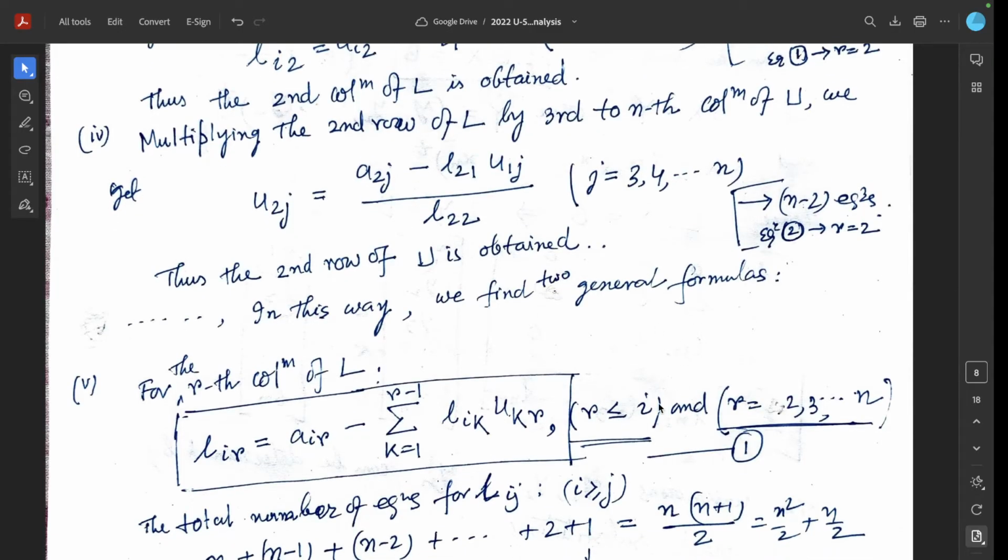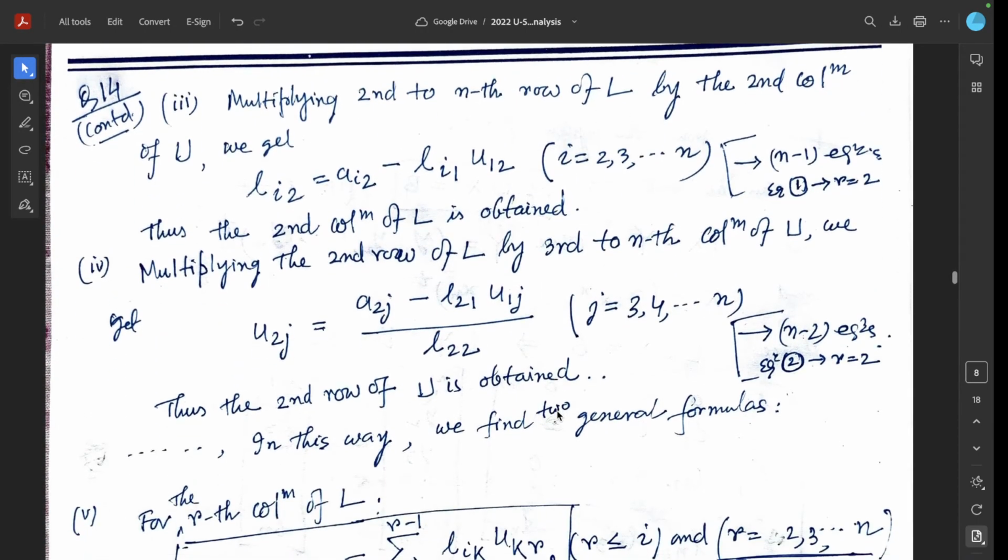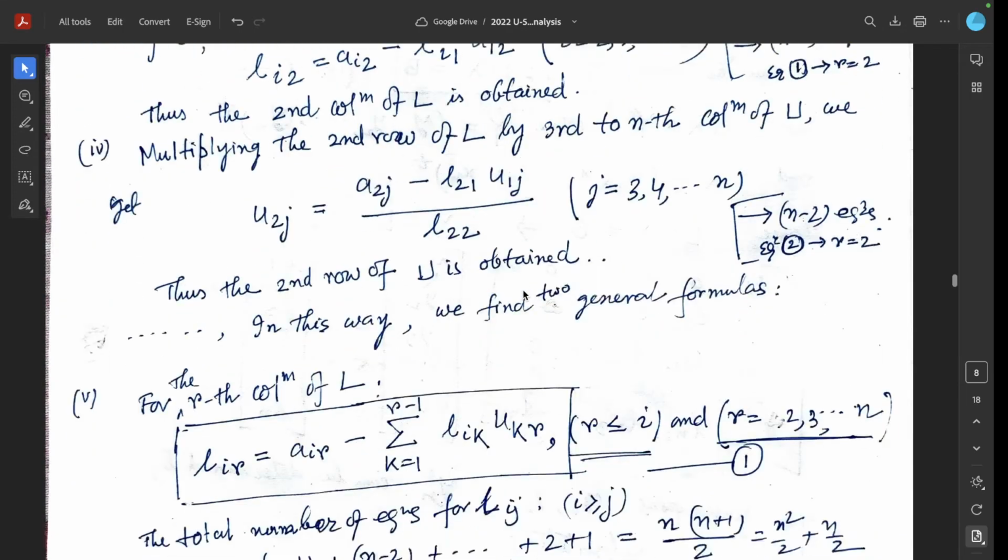And for r equal to 2, i is greater than or equal to 2, so 2 is less than or equal to i. So Li2 equals Ai2 minus summation k equal to 1 to 1. So for r equal to 2, we get this equation. Putting r equal to 2 in equation 1, we get these equations.